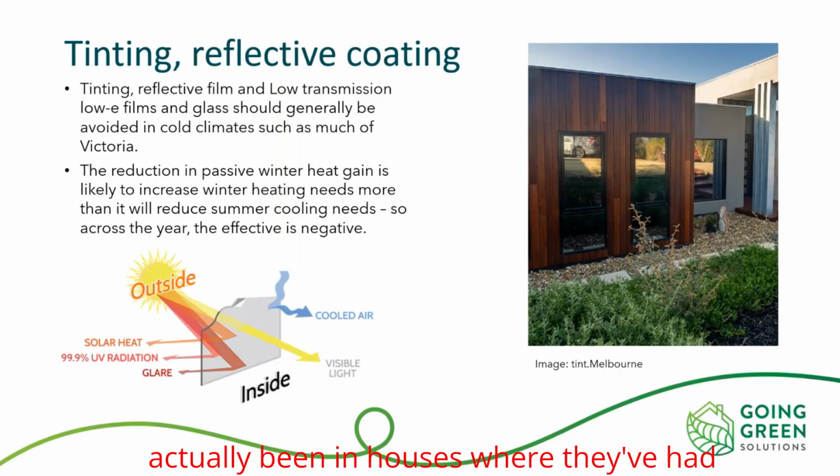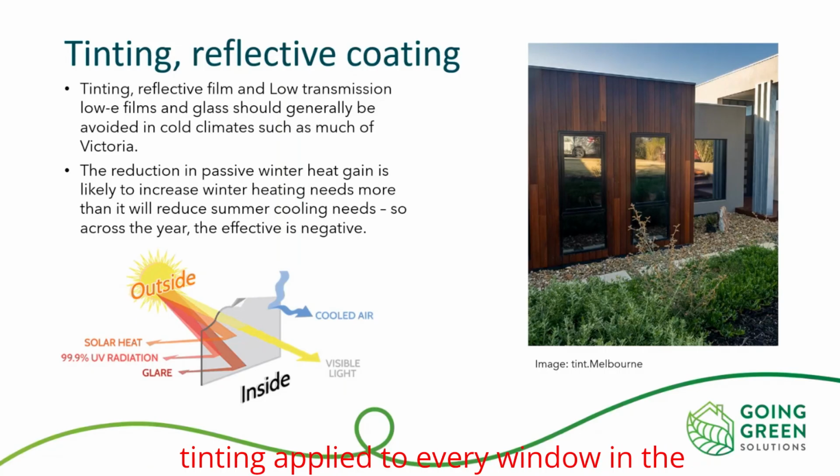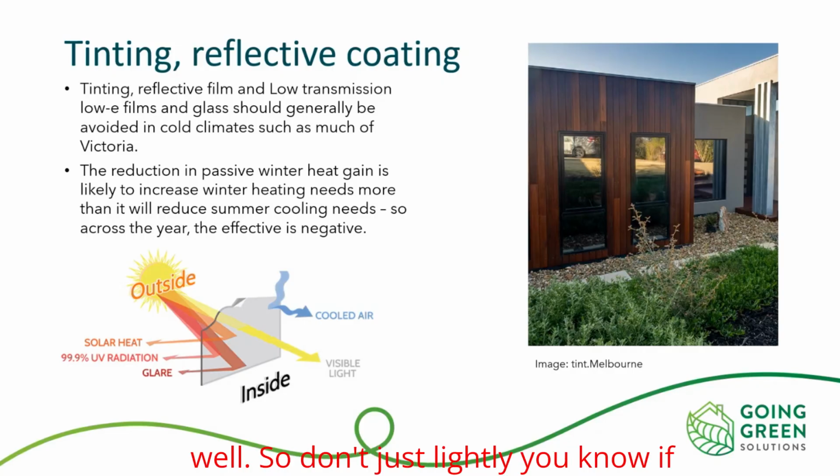I've actually been in houses where they've had tinting applied to every window in the whole house for summer benefit. And it makes it cold and a bit darker as well. So if they say it's brilliant for reducing heat, just make sure you ask about the other aspect as well. Generally, I wouldn't do it at all for our climate.